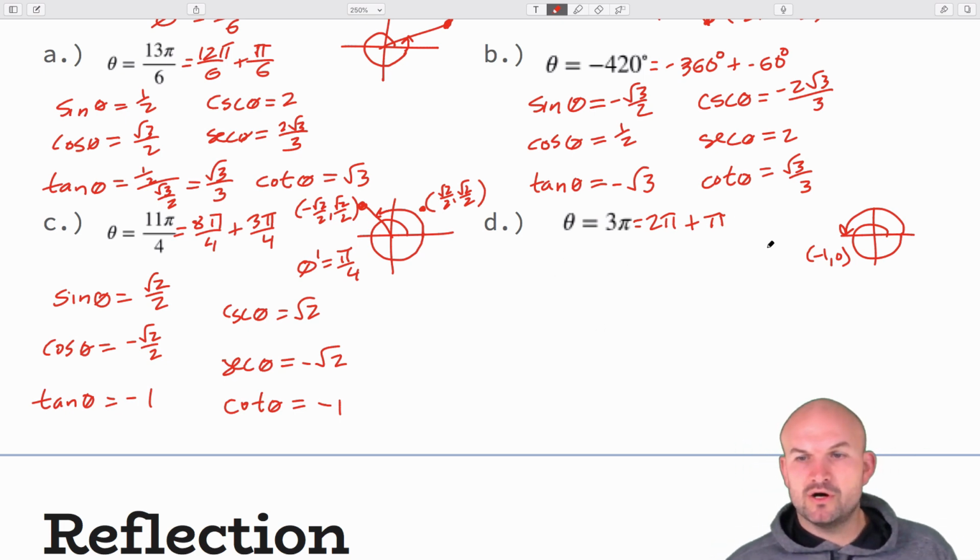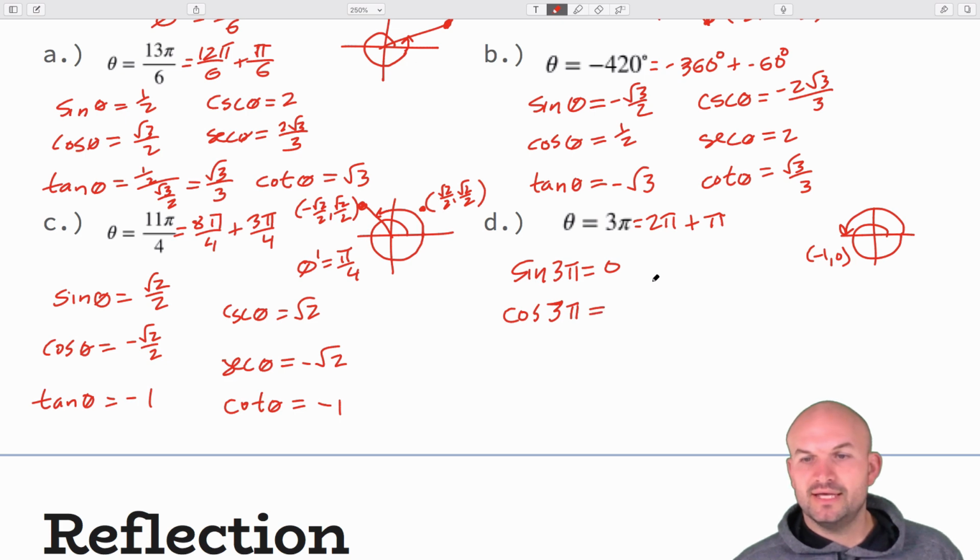All right, so we have our coordinate point, no reference angle. So the sine of, let's just write it as 3 pi. That's not too hard to write, right? The sine of 3 pi is 0. The cosine of 3 pi is going to be negative 1. And the tangent of 3 pi is going to be 0 over negative 1, which is 0.